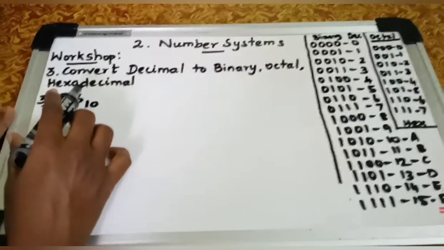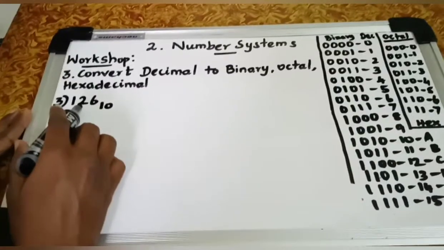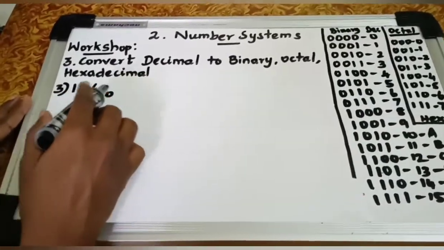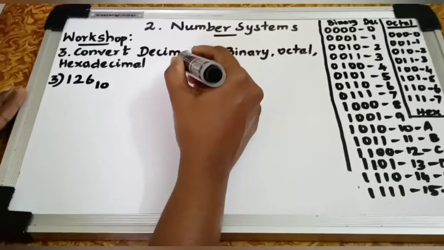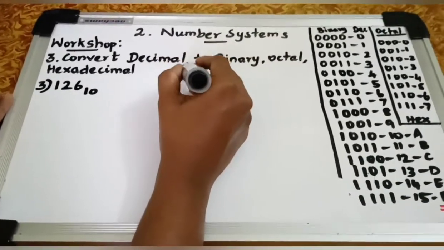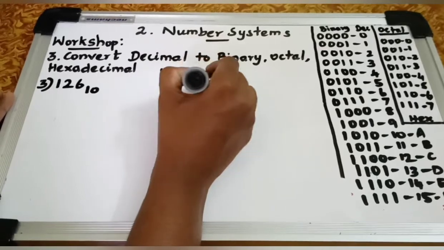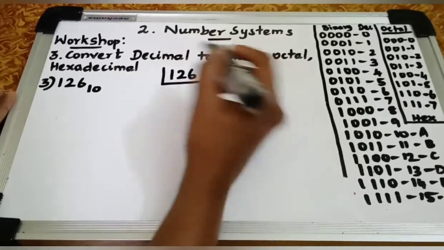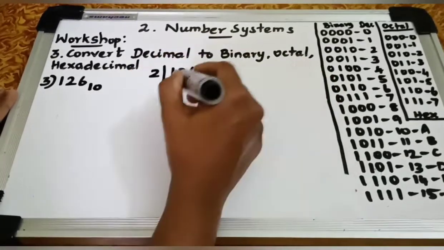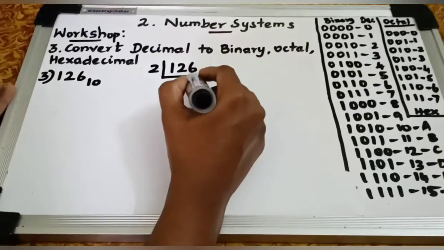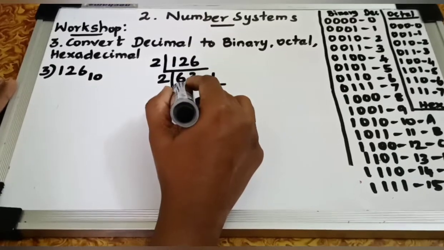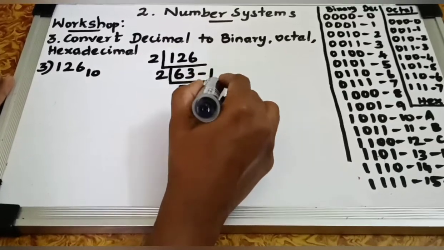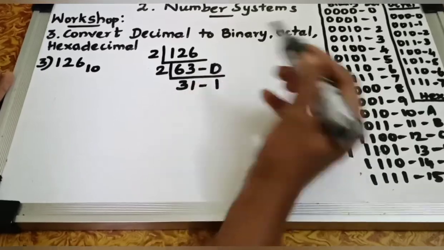In the same way, the third sum is 126 base 10. To convert decimal to binary, octal and hexadecimal, we first use the repeated division by 2 method. So the question is 126 base 10. First divide by 2. 63 2s are 126, remainder is 0. Then 31 2s are 62, remainder is 1. Then 15 2s are 30, remainder is 1.